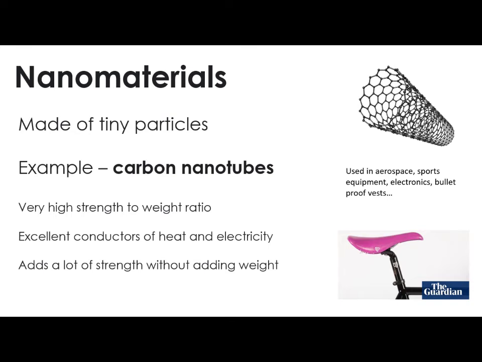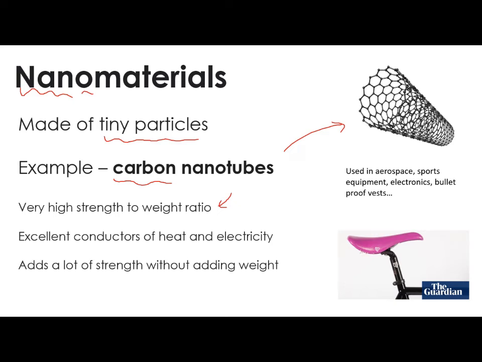Now, the last couple are quite interesting. Nanomaterials sound a lot more complicated than they are, but it just means small, tiny materials. Nanomaterials are made of tiny particles, and a really good example are these here, carbon nanotubes. You may have heard of them before if you're interested in engineering. They are basically microscopic structures made from carbon, which we know from graphene is very strong, conducts heat and electricity really, really well, and is very lightweight, with a very high strength to weight ratio.